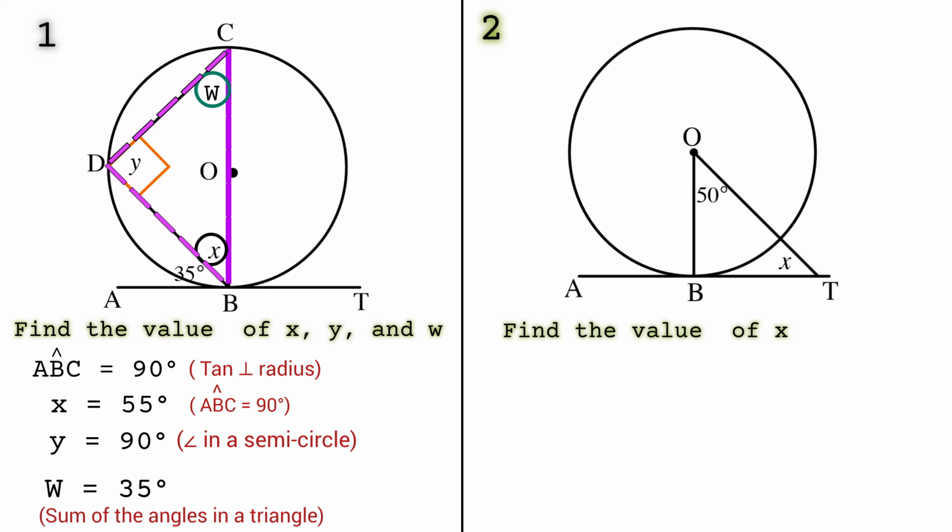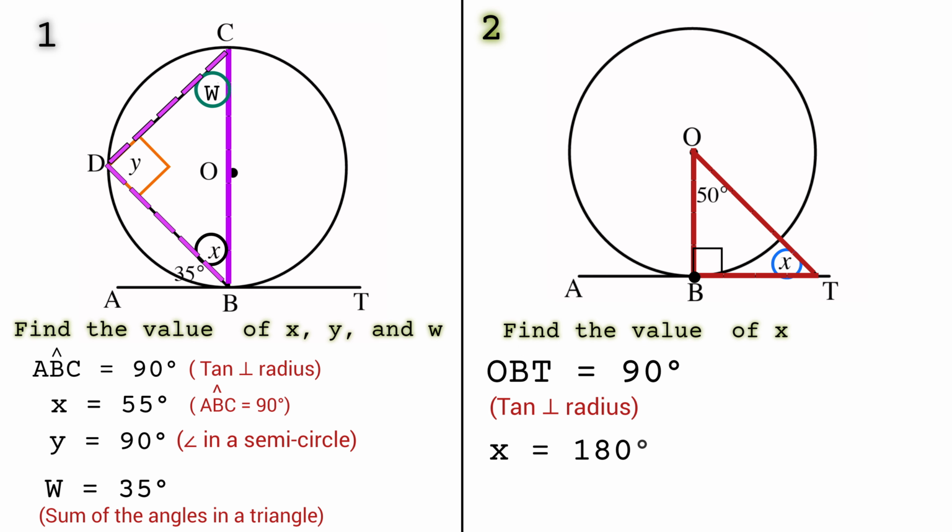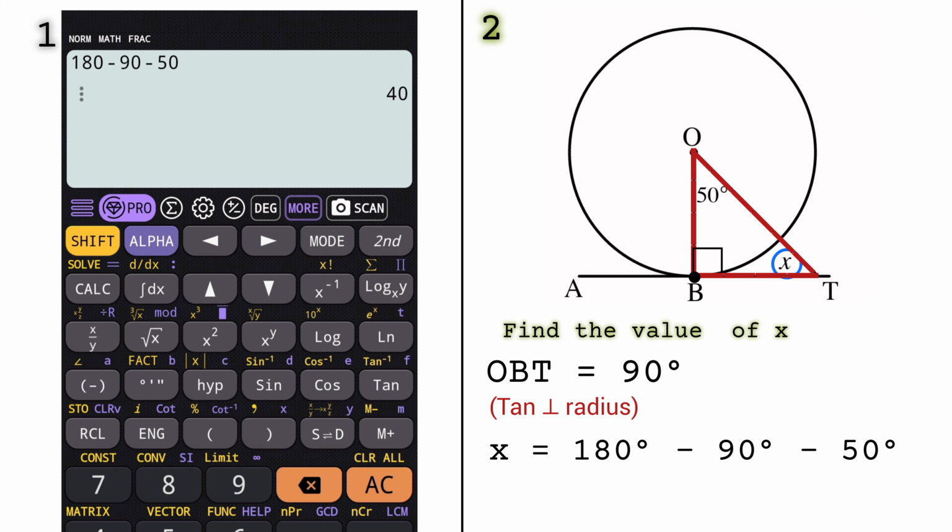In the second example, this is a tangent and this is a radius and they meet at one point. Therefore, this is a 90 degrees angle. To find the value of x, we know that the sum of the angles in a triangle add up to 180 degrees. So we minus 90 degrees and 50 degrees from 180 degrees. So the value of x is 40 degrees.